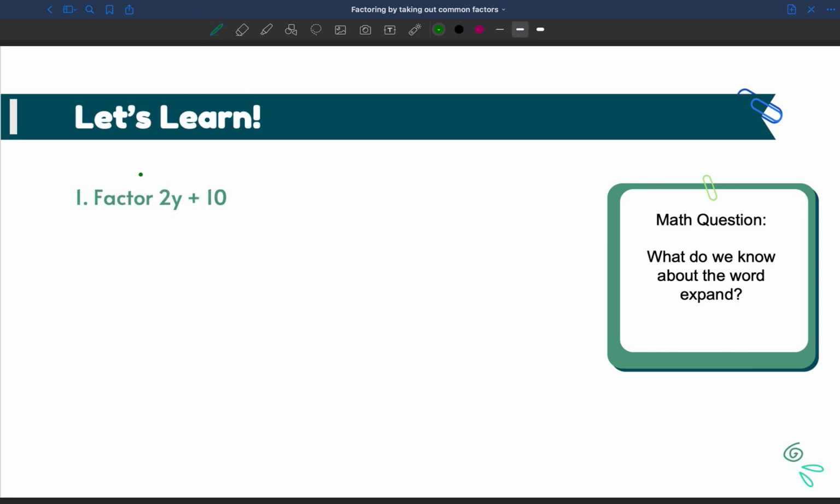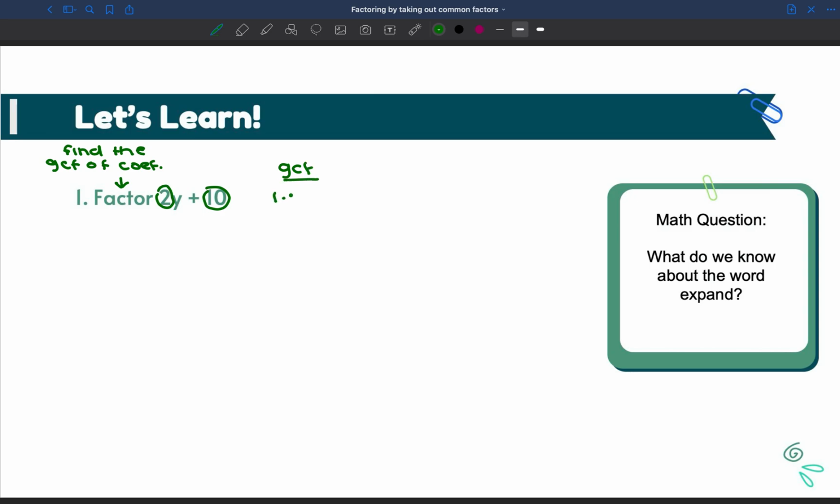Well, in order to factor, I'm going to write this note, we must find the GCF of our coefficients. So our coefficients are 2 and 10. So we're going to write our GCF. This is where we're going to find our GCF.